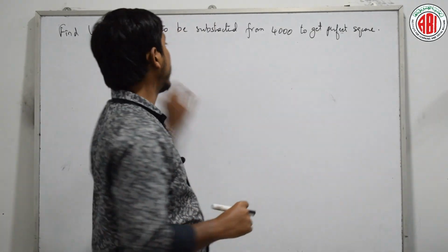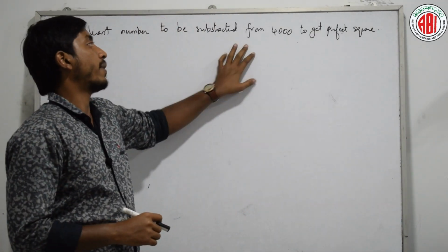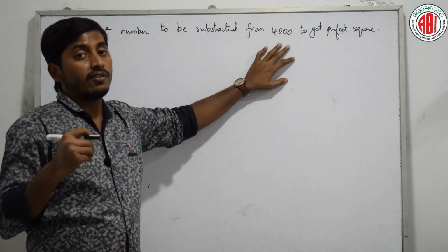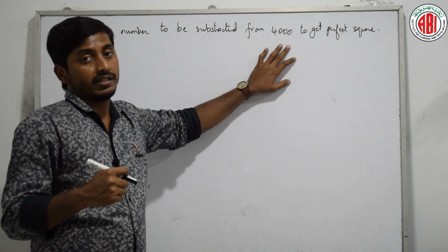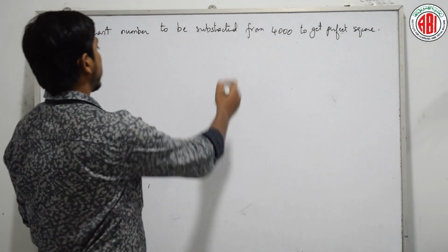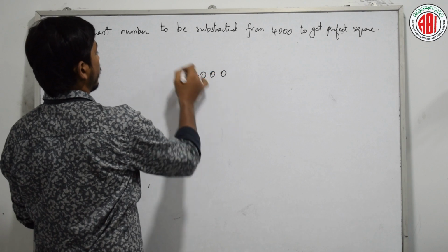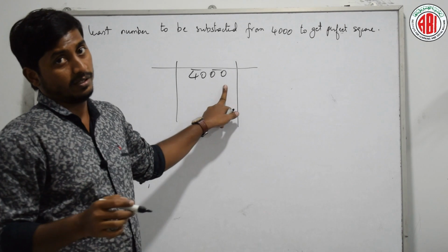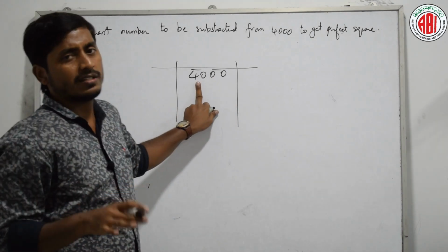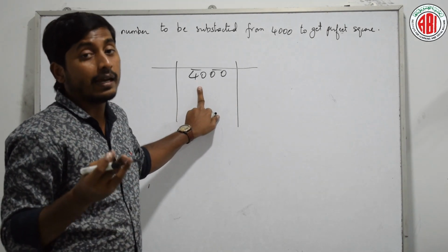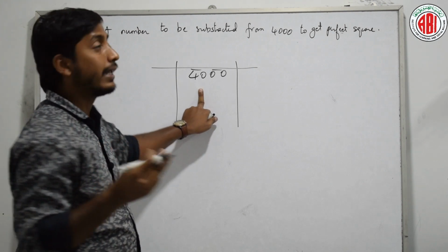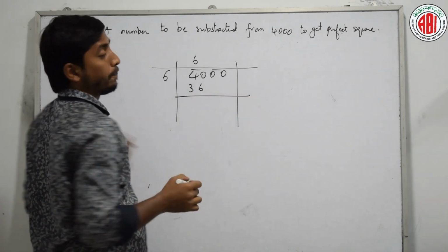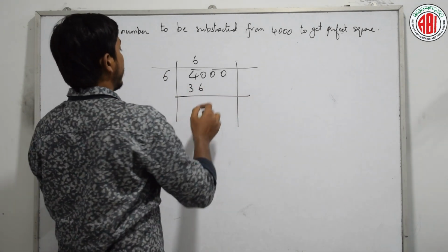See here, he is asking: find the least number to be subtracted from 4000 to get a perfect square. How do we do it? In order to do that, we first have to use the division method. How? Just write 4000. First of all, we have to segregate it: 40 00. Before 40, what is the perfect square? That is 36, right? That is 6 6s are 36. Okay. 40 minus 36 is 4.